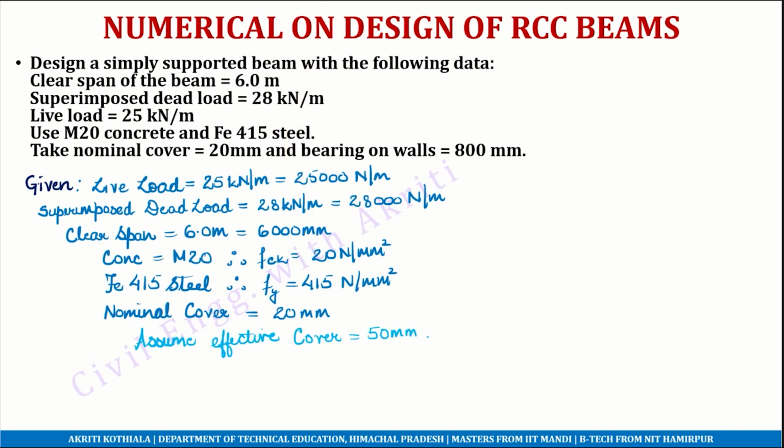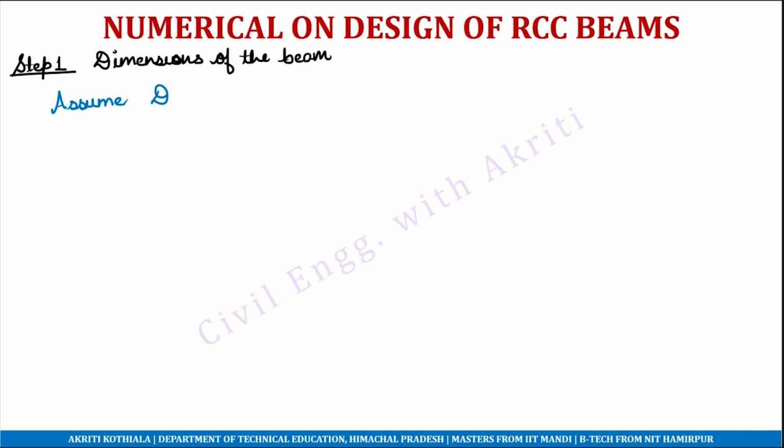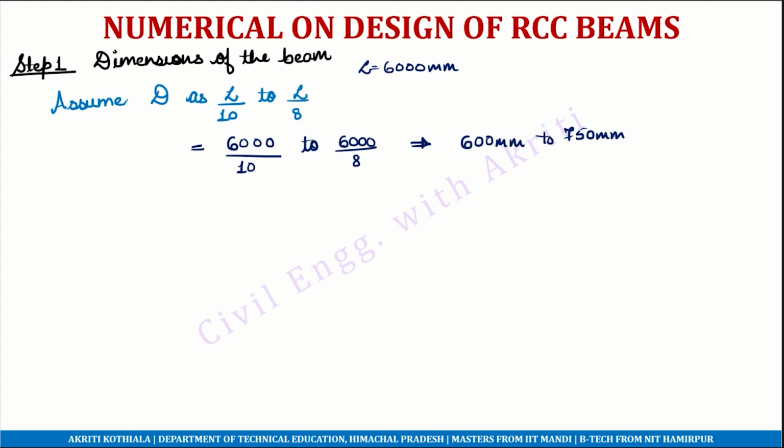Now moving on to the first step, dimensions of the beam. Assuming D to be L by 10 to L by 8, we know that L is equal to 6000. This is the clear span, so 6000 millimeters. So we can calculate the range between 6000 upon 10 to 6000 upon 8, which calculates to be equal to 600 mm to 750 mm. We have to choose a value of overall depth of the beam in between this range. So we assume D to be equal to 650 mm.